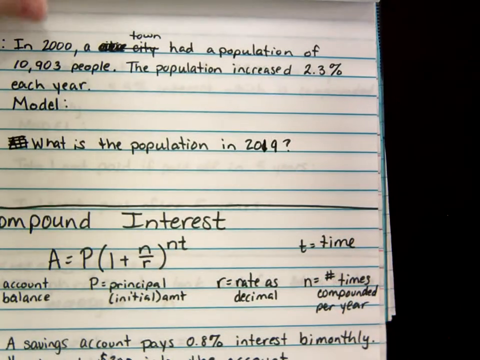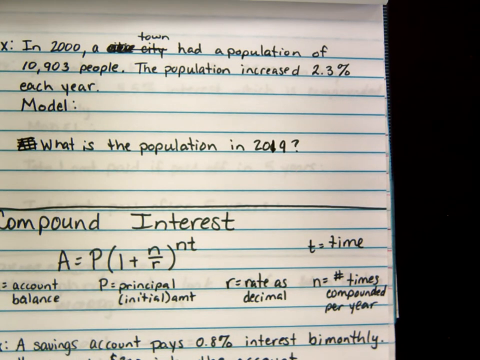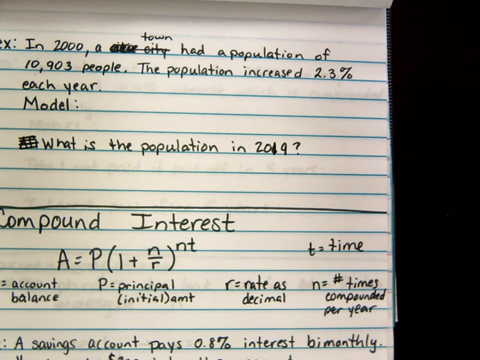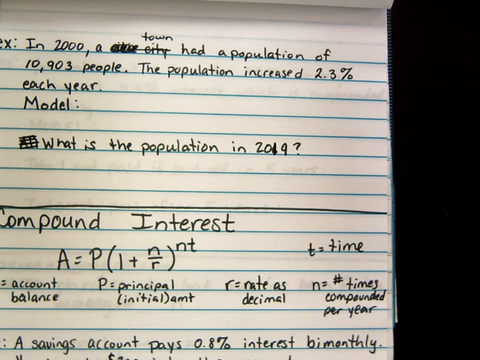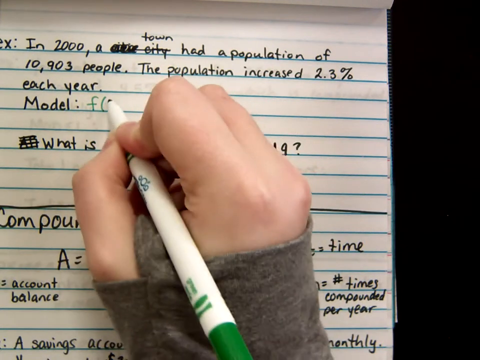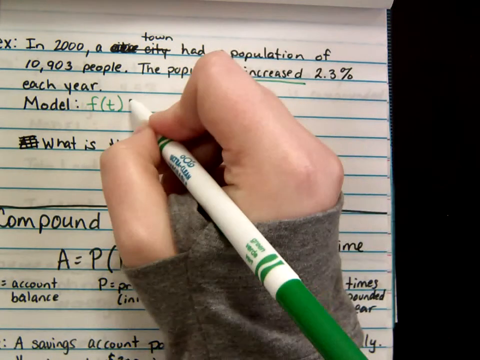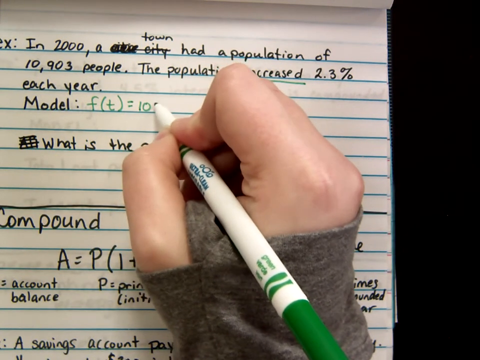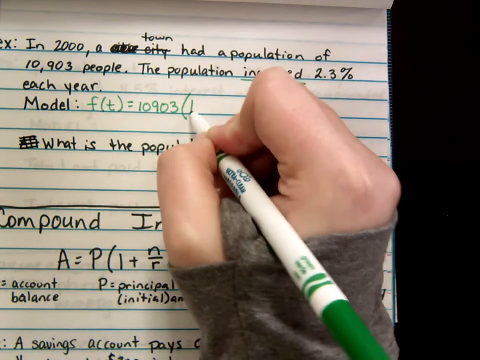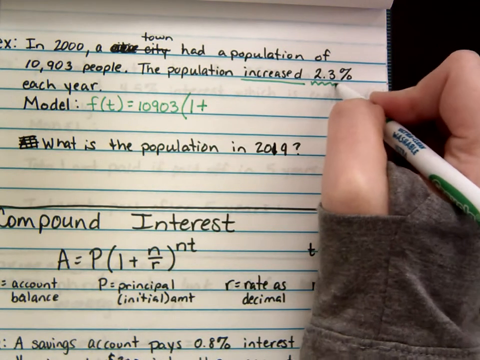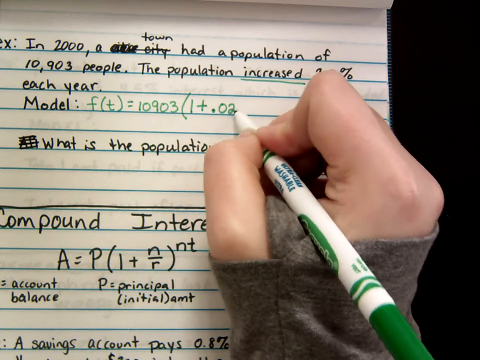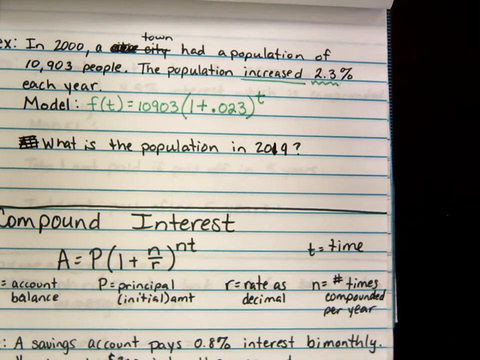All right, one more example with growth or decay. Now, in the year 2000, a town, I changed it from a city to a town because that was not big enough, had a population of 10,903 people. This population increased 2.3% each year. So the model to represent this, it's an exponential growth because it's increasing in value. The growth rate is 2.3%, so 0.023 here to the t power.